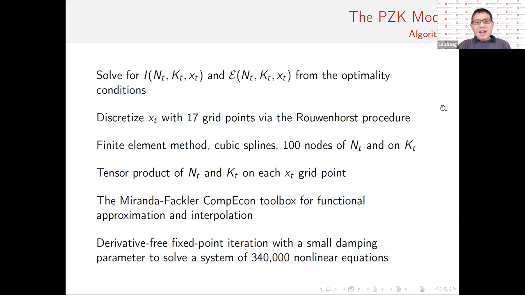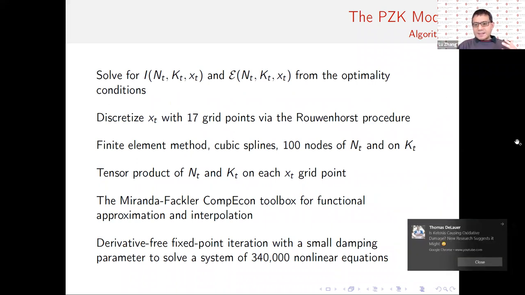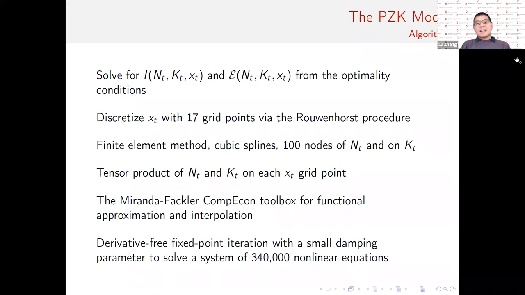So we're gonna discretize. In this model, because there are three state variables, we're not gonna do the continuous state space again. We're just gonna do the discrete state space. Conditional expectation is calculated within the code using matrix operation multiplication to simplify our life a little bit. Finite element methods, cubic spline, 100 nodes of N, employment, and capital.